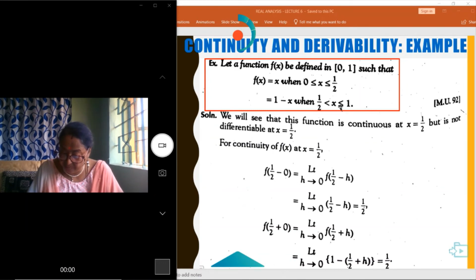At x equal to half, f(half minus 0), as calculated, is equal to half. f(half plus 0), that is the right hand limit, is equal to half, and f(half) is equal to half. Since the right hand limit is equal to the left hand limit, which is equal to half, the function is continuous at x equal to half.